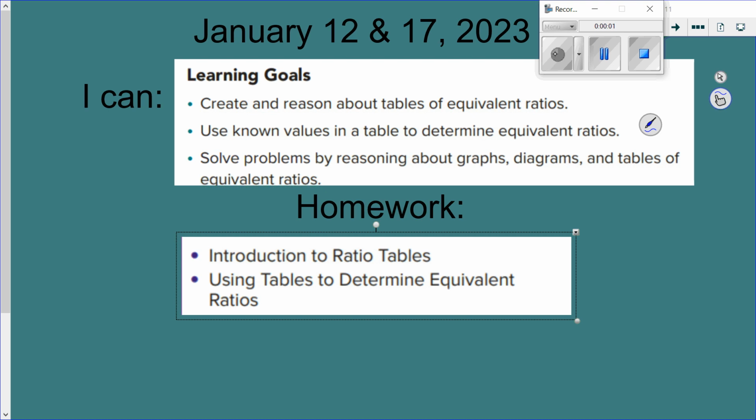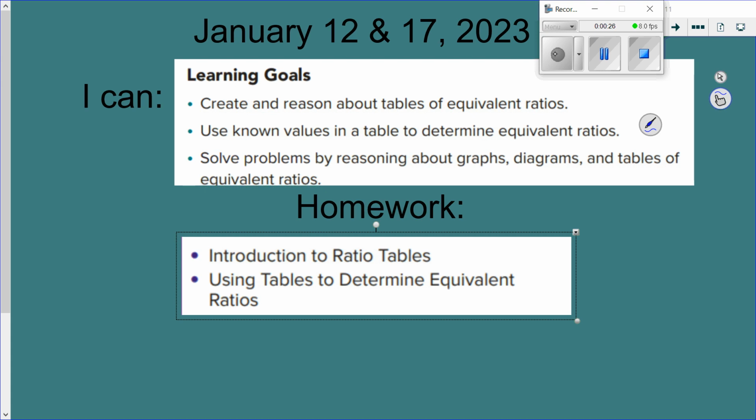We're going to look now at ratio tables, which is basically just a table with equivalent ratios. And we're going to look a little bit about reasoning on different ways to look at equivalent ratios. So we're going to have some of the formats to show how they are all related. The last part about solving problems using graphs we're going to do in our next class section.